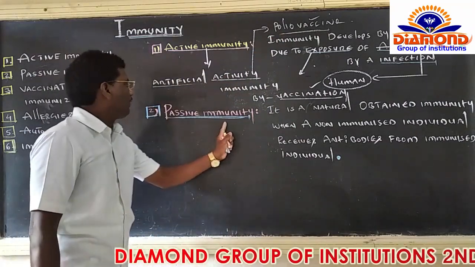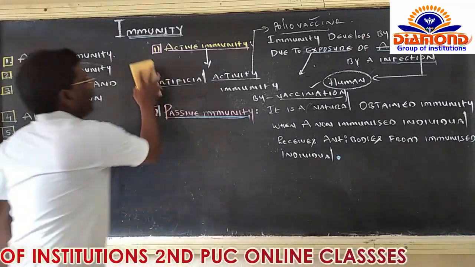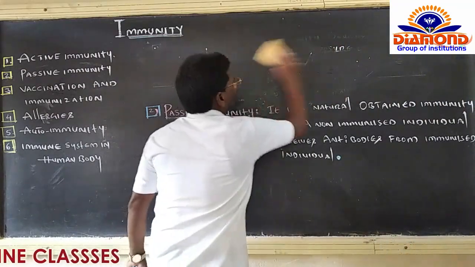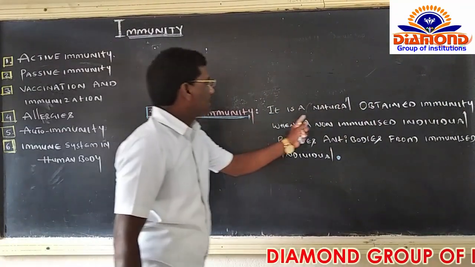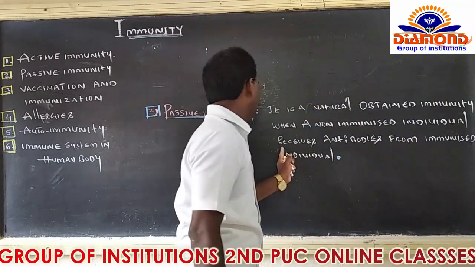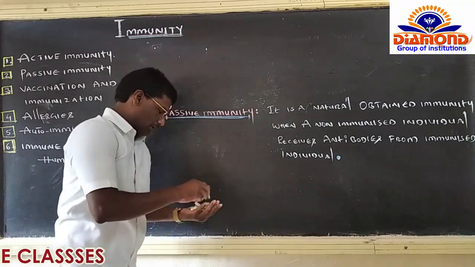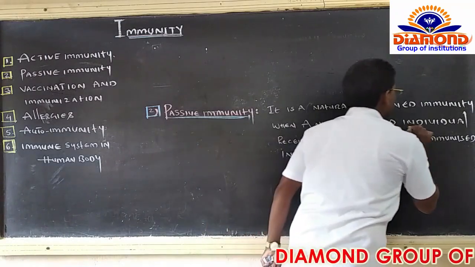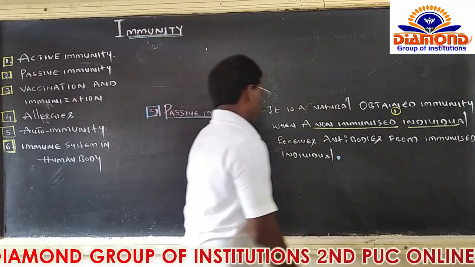The second one goes in favor of passive immunity. What is meant by passive immunity? I will make the definition very clear. Passive immunity is naturally obtained immunity when a non-immunized individual receives antibodies from an immunized individual. In this definition, two important things are present: a non-immunized individual receiving antibodies from an immunized individual.